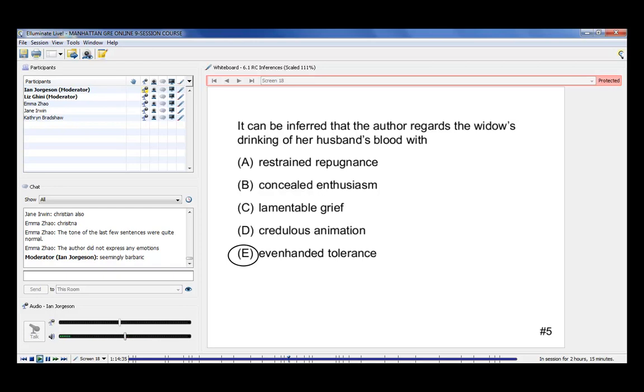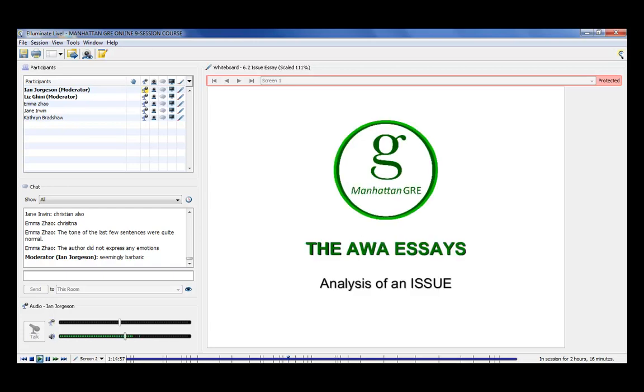Okay, I've talked far too long about reading comp. I want to switch over to the essays now for about 15 to 20 minutes. But before we do that, does anybody have any questions? I think you guys did great on the reading comp, actually. But do you have any questions at all? Wonderful. All right, let us talk about the essays.